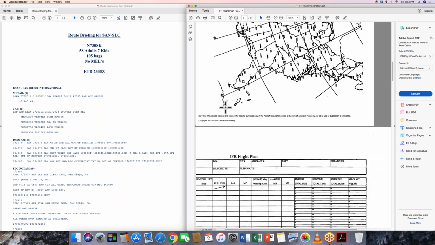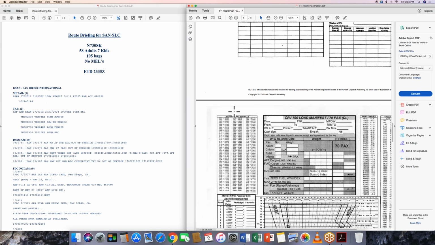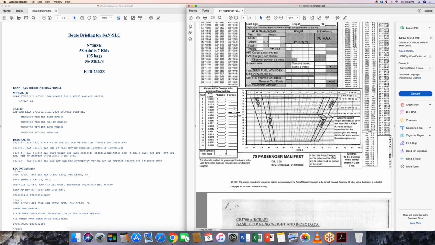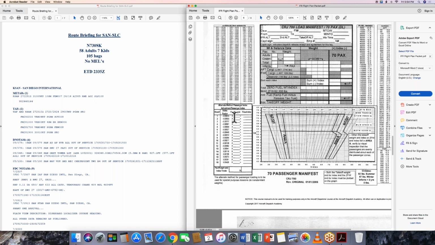So after we do that, we always start down here at the weight and balance. Our weight and balance is what drives our performance. Our performance is what drives our actual numbers and our flight.